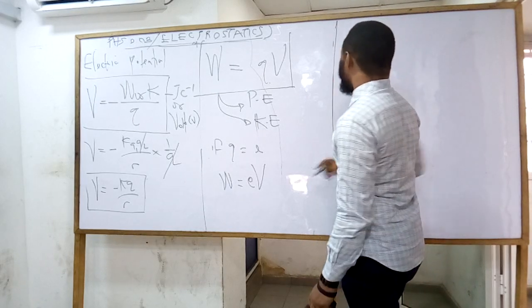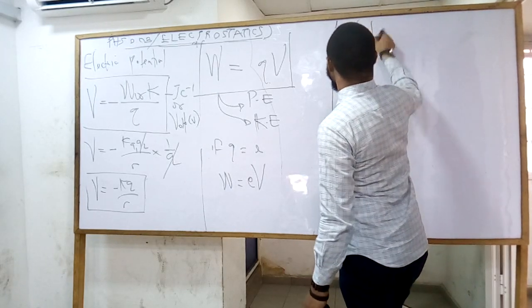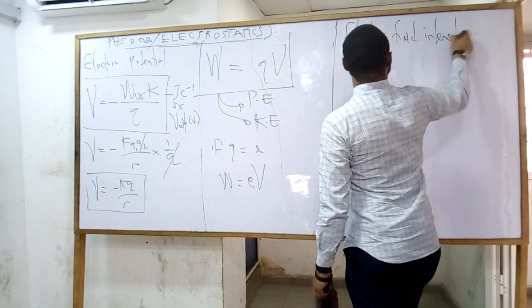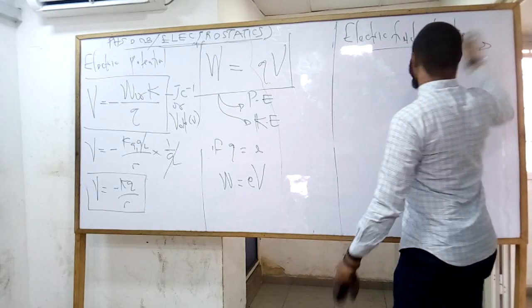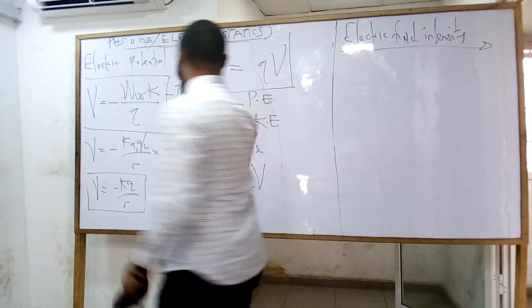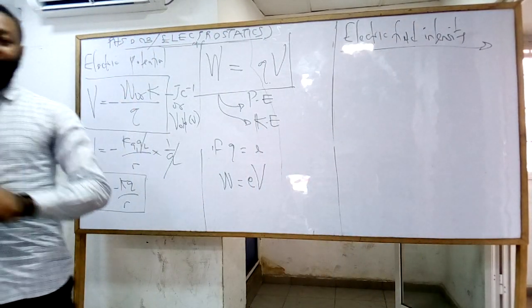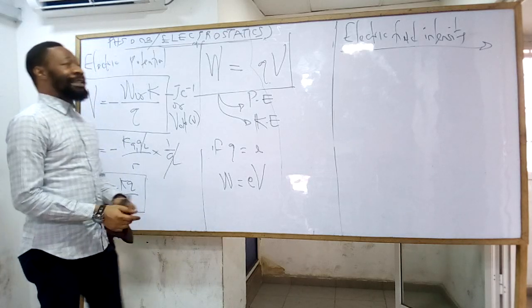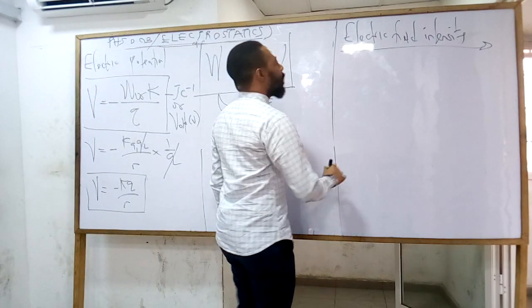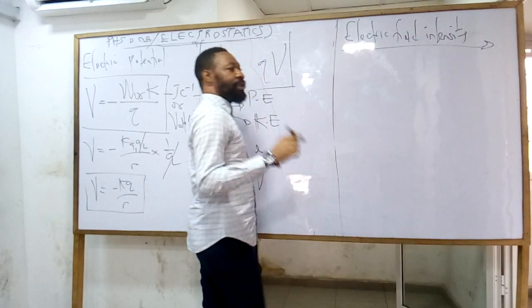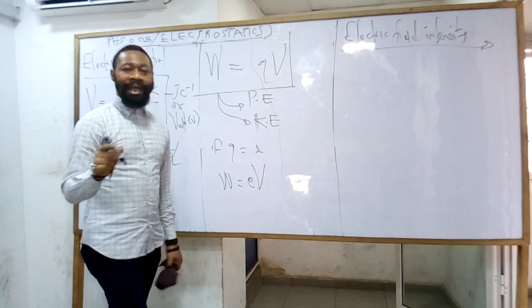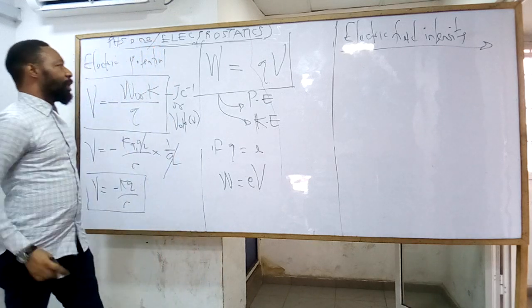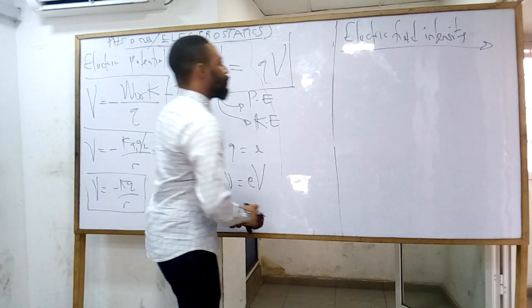We also established the concept of electric field intensity. Electric field intensity, don't forget. Electric field intensity, electric field strength, electric potential gradient, or electric flux density: four names. Alright, so we'll look at the basis of all these names.